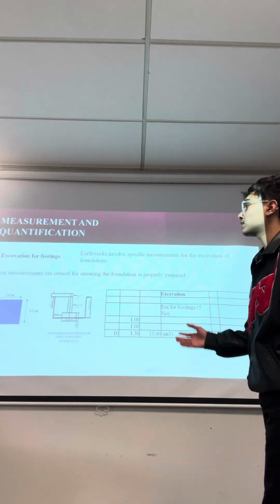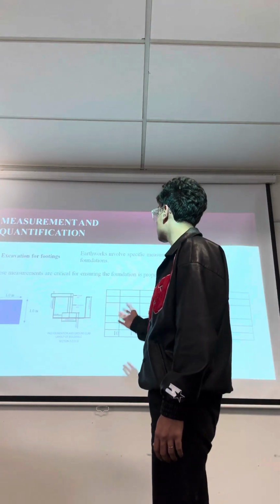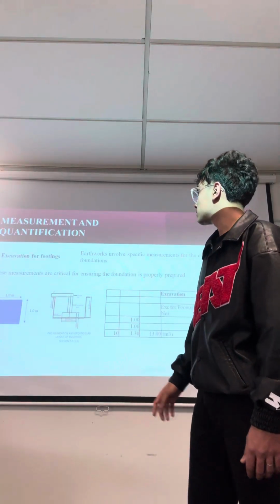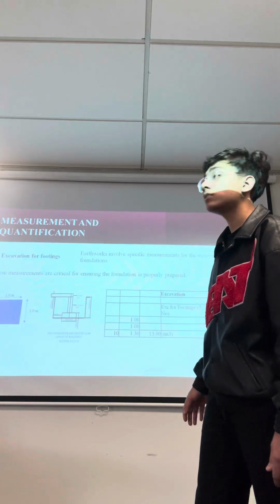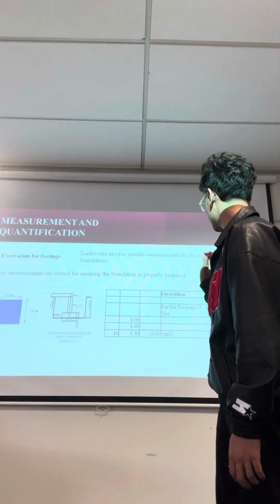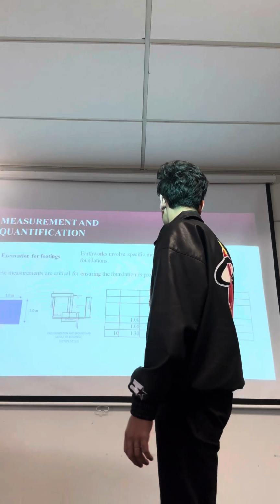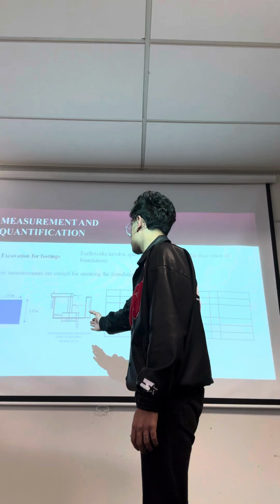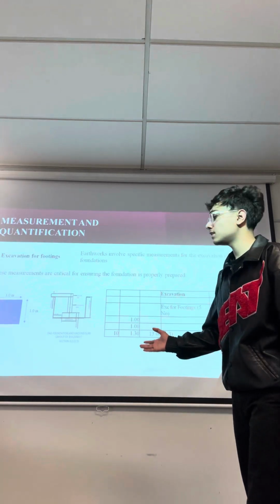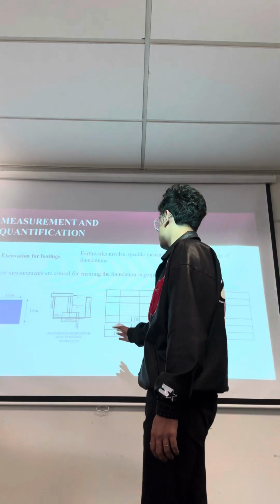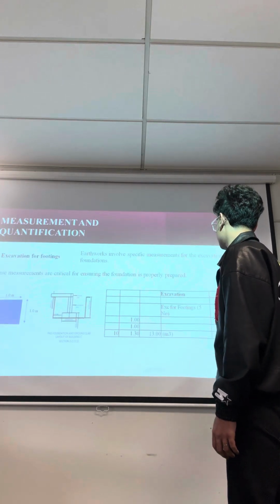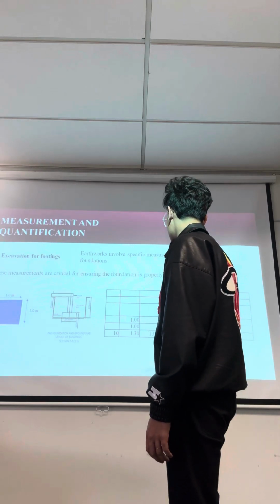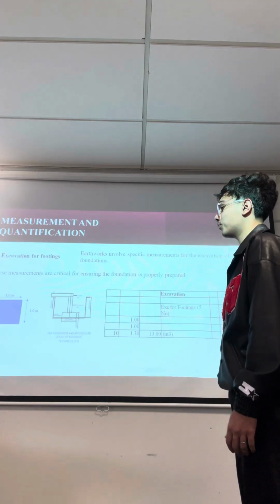So the second one is excavation of our footings. The earthworks involve specific measurements of the excavation of foundation. So the measurements are critical for ensuring the foundation is properly prepared. As you can see in the picture also, it's the pad foundation and the ground slab layout of building C in section JJ. As you can see, the excavation for footing 5 number, which is calculated in meter cubes.